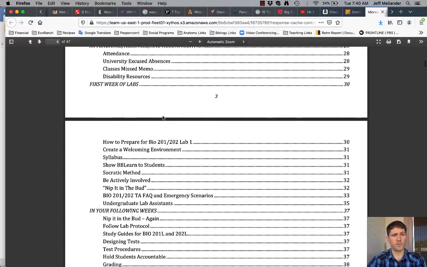This next section, first week of labs, is just how to create a welcoming environment, how to bring your students in, how to share a little bit about who you are, how to make them have a good experience that first week.